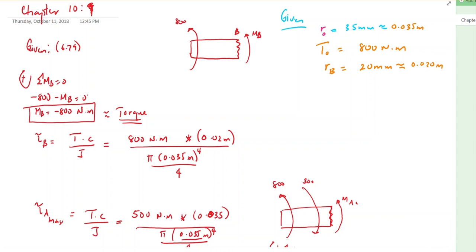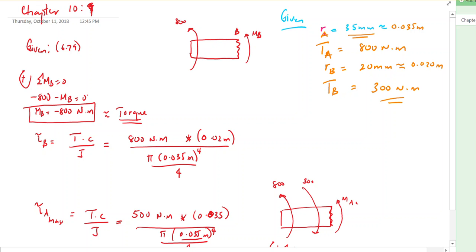Let me just put radius A rather than putting R outer. I'm just gonna put A because that is 35 millimeters, right? As you can see in that diagram, if you look at it closely, they tell us it has a diameter of 35 millimeters. And then we have our torque at B, and I'm going to put torque at A was 800. That's for the overall shaft. And then this is going to be 300 Newton meters.